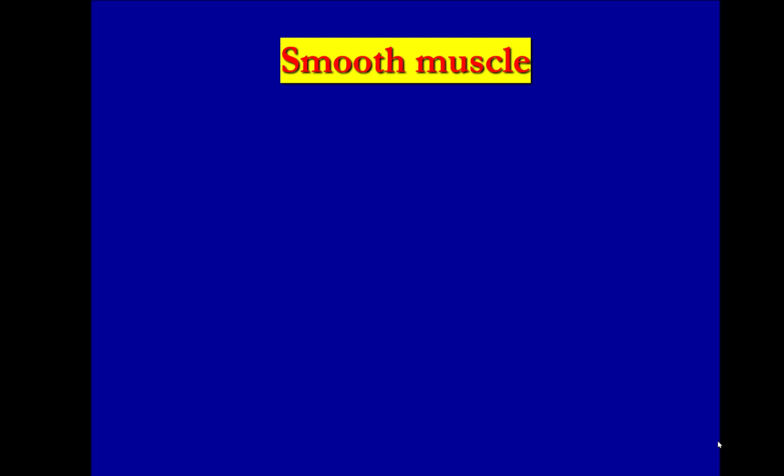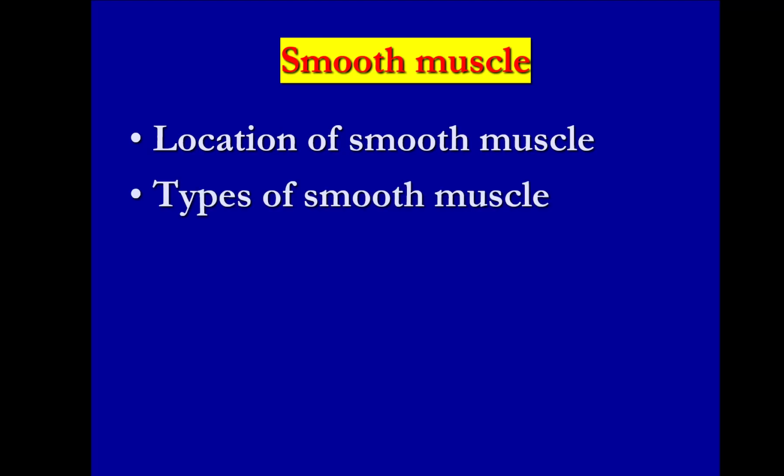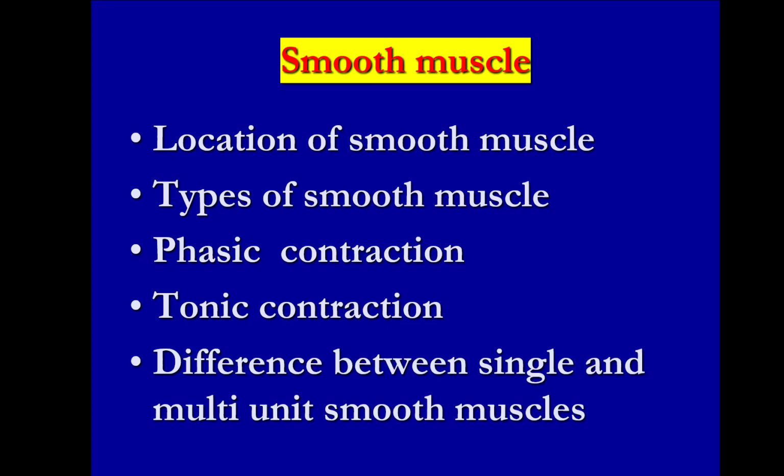Today we will discuss the smooth muscles. So the learning objectives of the lecture are location of the smooth muscle, types of smooth muscles, phasic contraction, tonic contraction, and difference between single and multi-unit smooth muscles. So this is our today topic.